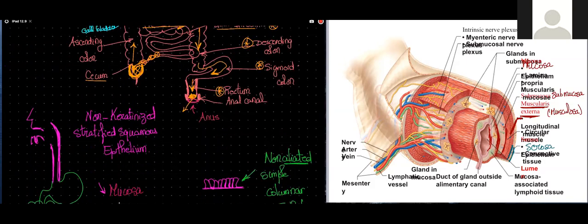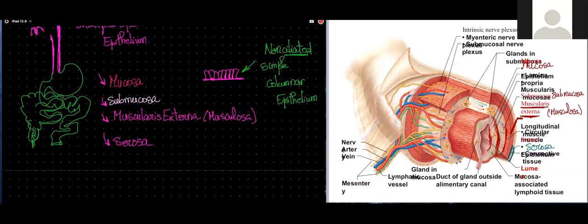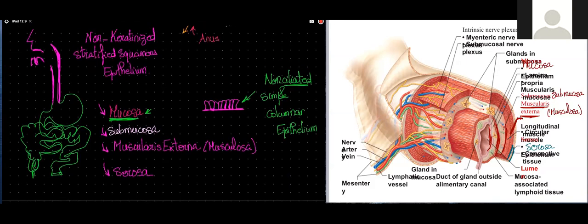That would be the innermost layer and the most superficial layer of the mucosa here. This is going to be, again, according to the location. You're looking at oral cavity, pharynx, esophagus. It's going to be non-keratinized stratified squamous epithelium. If I'm looking at stomach, small intestine, large intestine, this is going to be non-ciliated simple columnar epithelium.